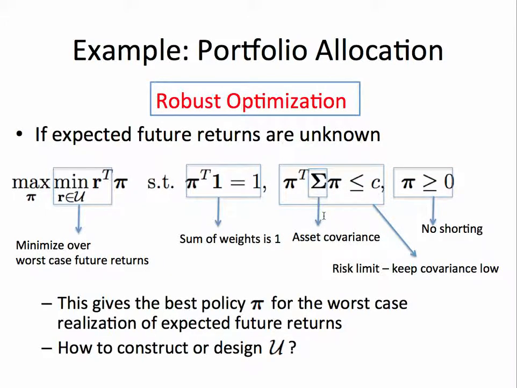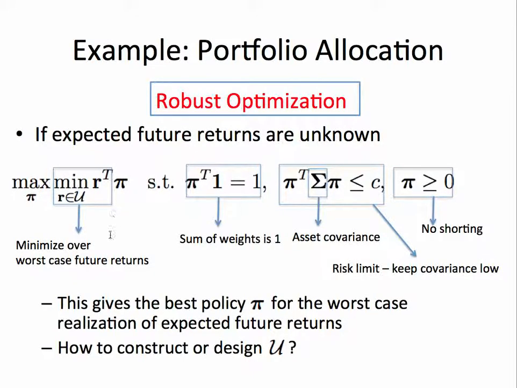Let's look at the robust optimization version. If the expected future returns are unknown, we will have to modify our previous optimization problem to a problem such as this, where we have the same set of constraints, but our objective has changed. Our objective is now a minimization of returns in the set U of R transpose pi. That is our new objective.